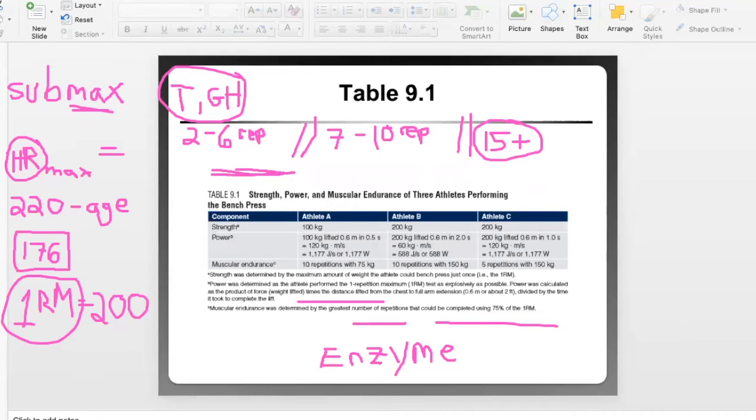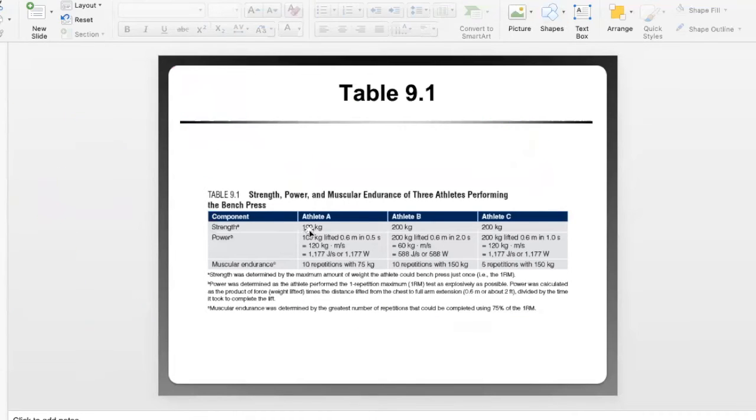So I have a situation here where I have different types of athletes, and one athlete is able to lift 100 kilograms. All right. Another athlete is also able to lift 200 kilograms. And then a third athlete is able to lift 200 kilograms.